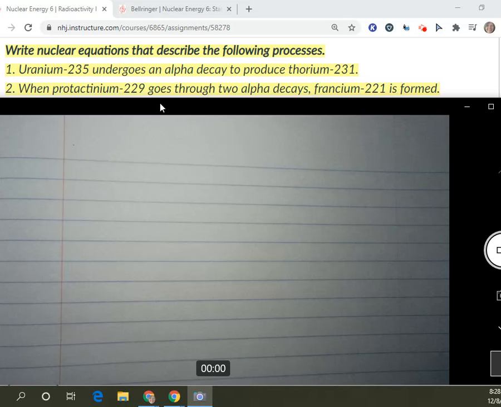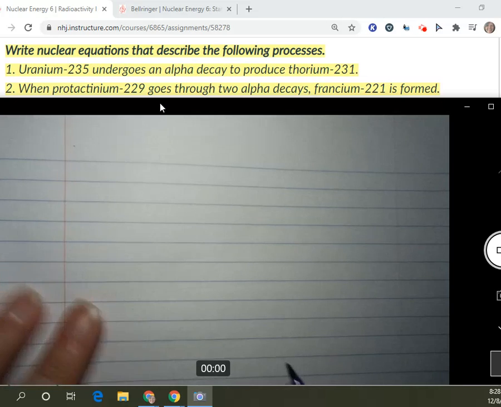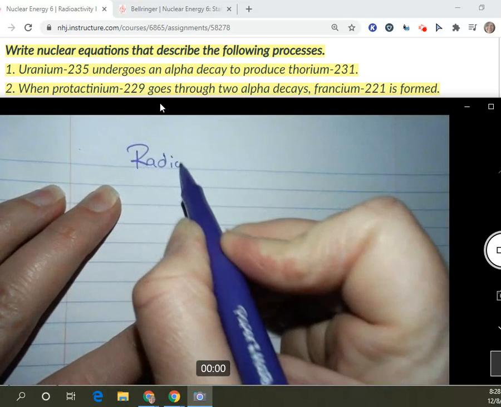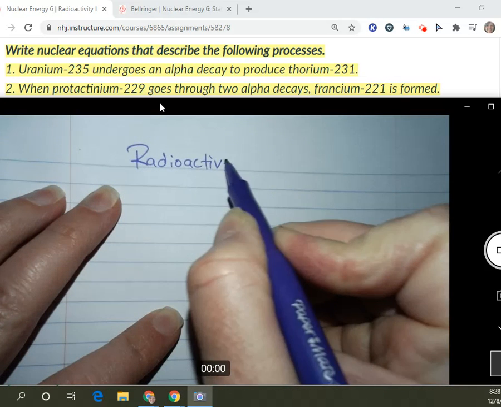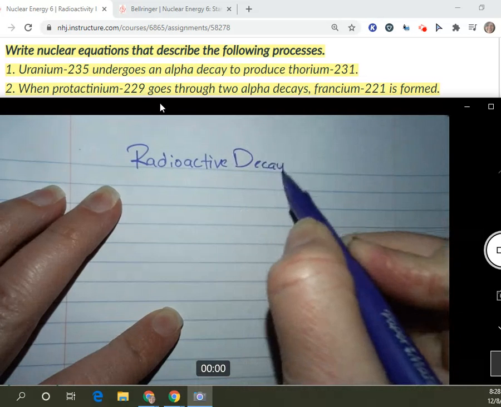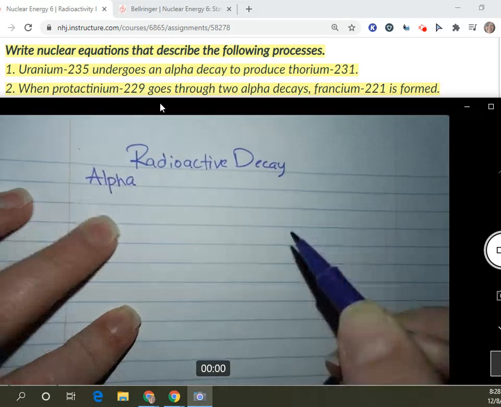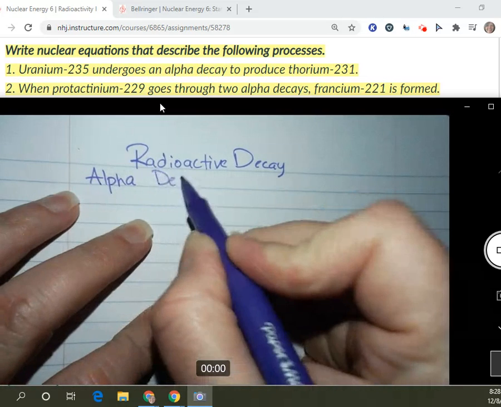So uranium-235 undergoes alpha decay. Well, how are we going to do this problem? First of all, we need to title our page. And the one that we're going to talk about first is alpha decay. And that's really the one that we're going to focus in on.